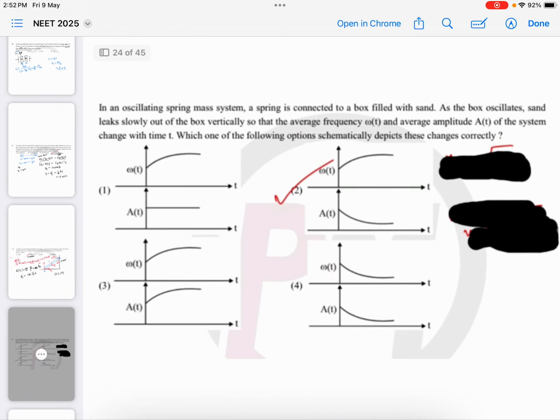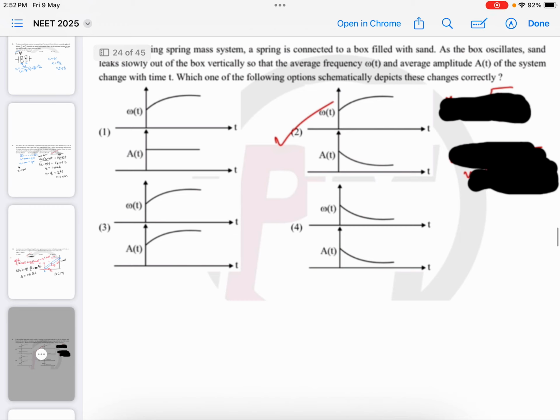Next topic: an oscillatory motion, the oscillatory spring mass system, nothing but oscillations. The actual topic name is SHM, which we are explaining.